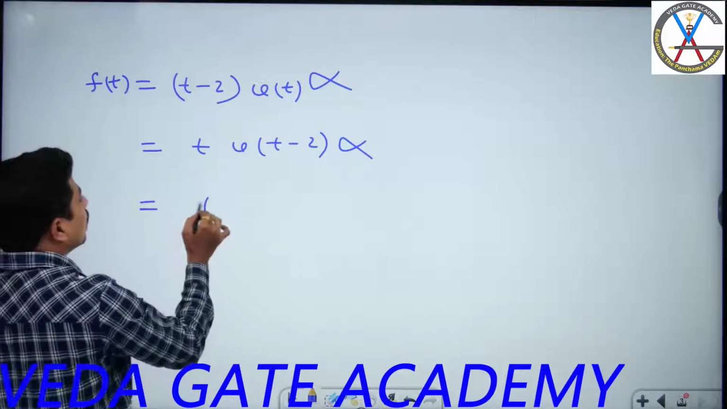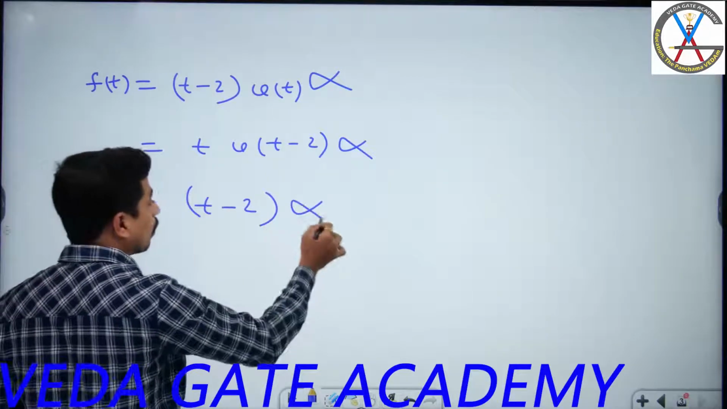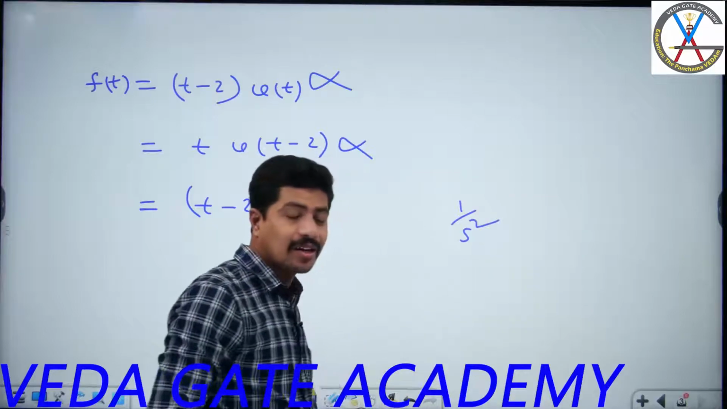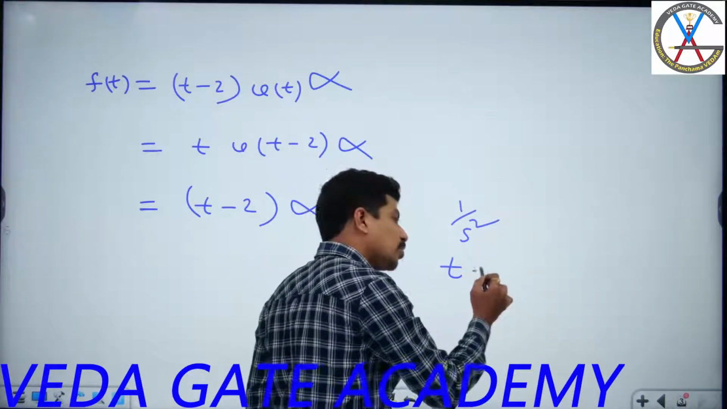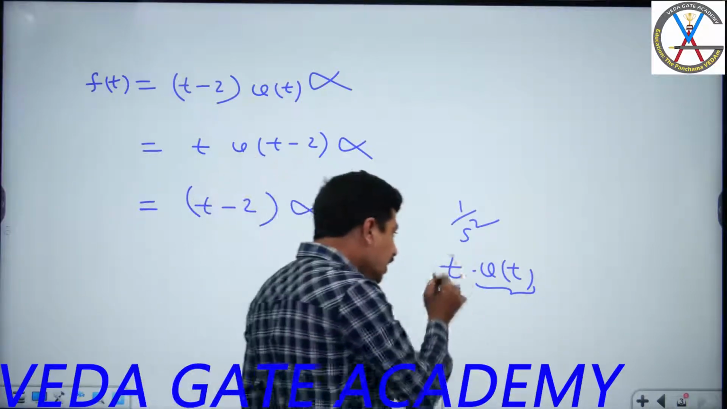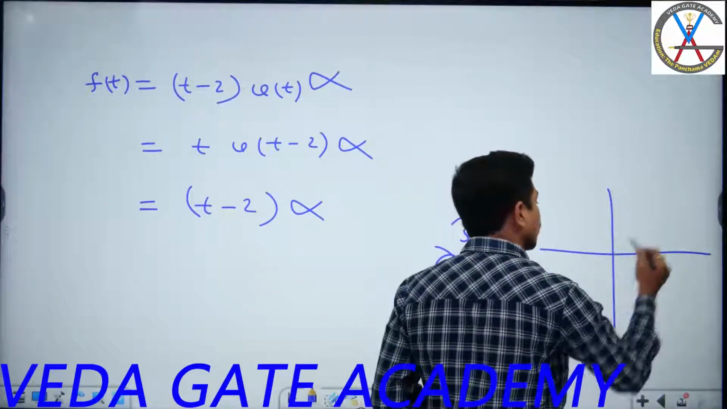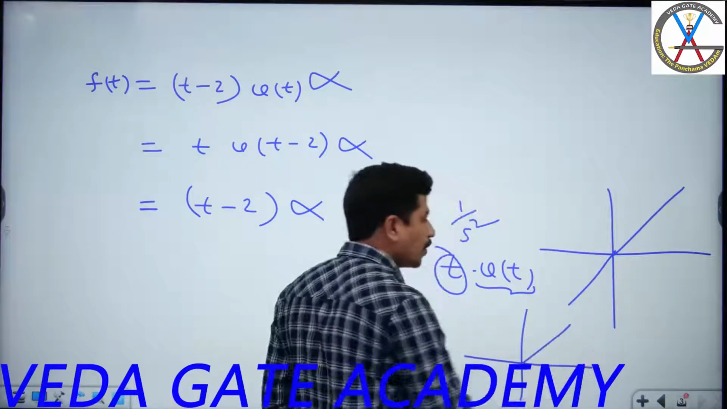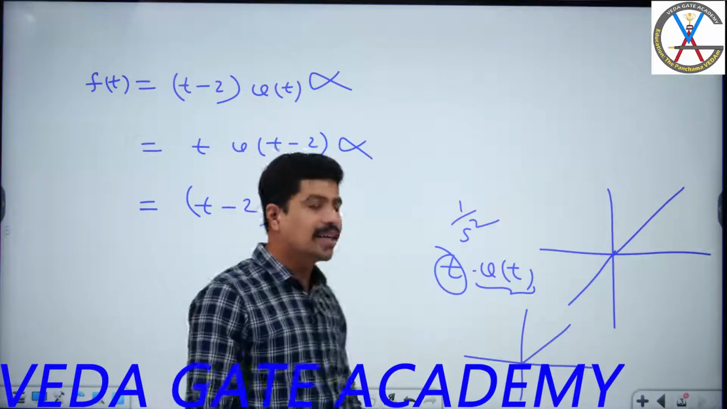Some people will take just t minus 2. This is absolutely wrong. Why? Because the inverse Laplace of 1 by s square is t into u of t. Without this u of t, it is meaningless, because t is a signal existing from minus infinity to plus infinity. But t into u of t is a ramp, whose Laplace is 1 by s square.